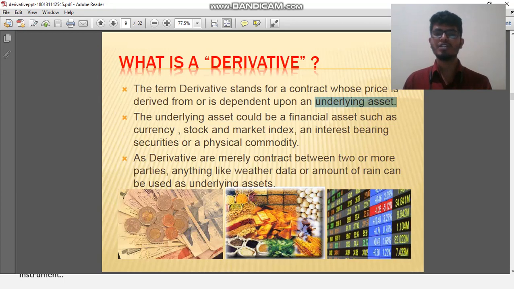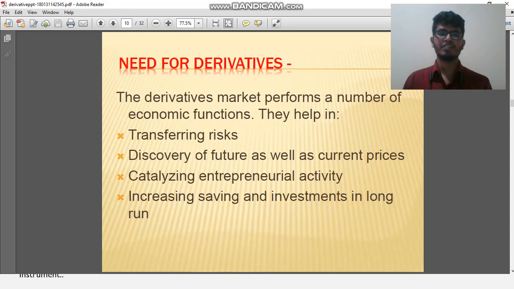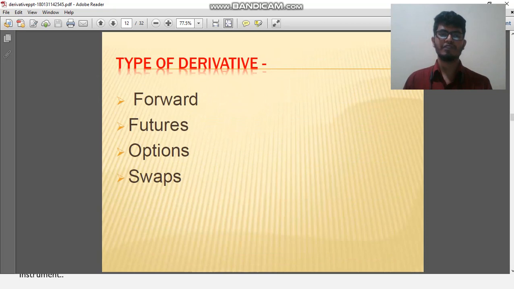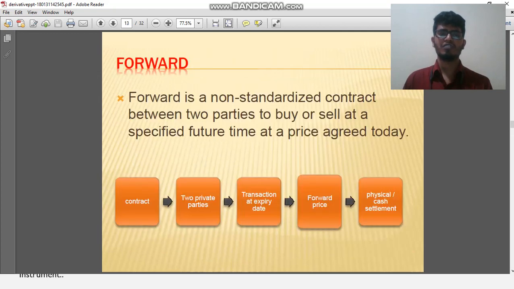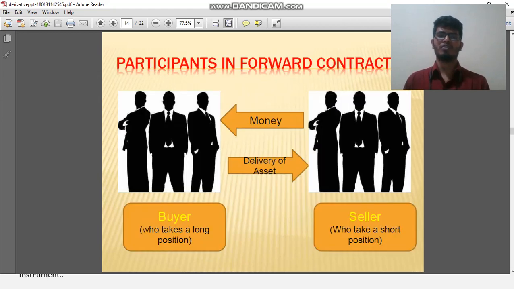Physical commodities we are not considering in the IFRS subject, but we will consider them in next semester's coming subject, that is, the financial derivative market. Fine. So directly, let's go to the types of derivatives. Forward contracts are there, future contracts are there, options are there, swaps are there. Okay, so let's understand what forward contracts are.